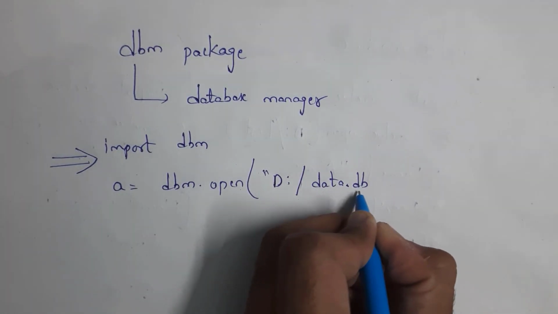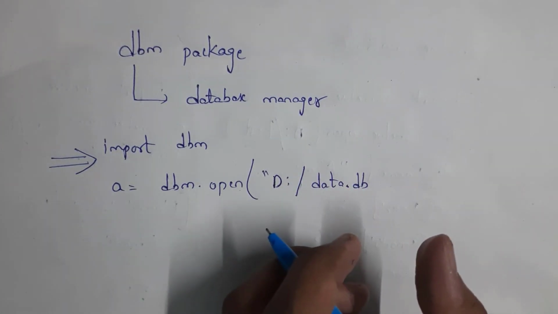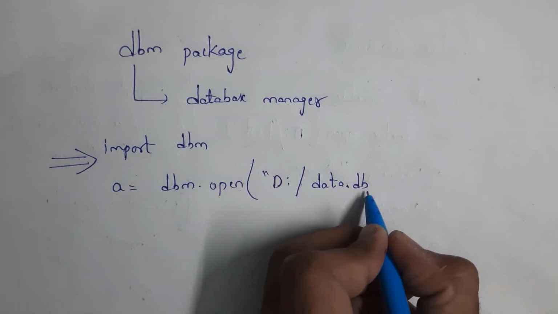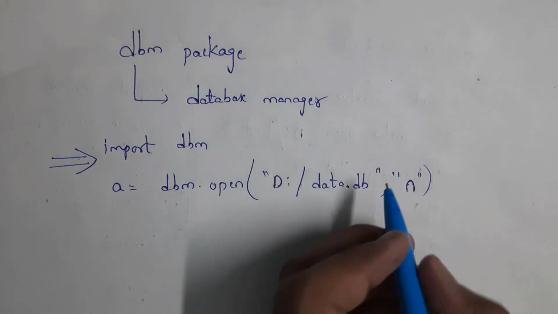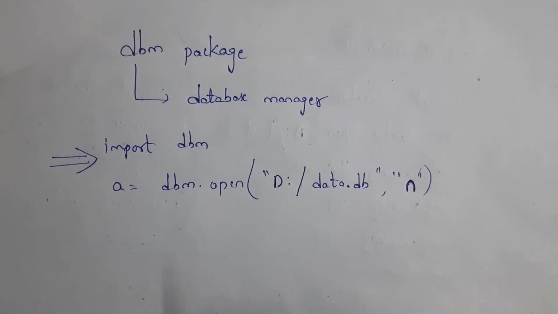Guys, definitely write here .db because we are creating a database. We'll create the database with .db extension, comma n. If you want to create a new database, then you need to use n mode, where n stands for new.